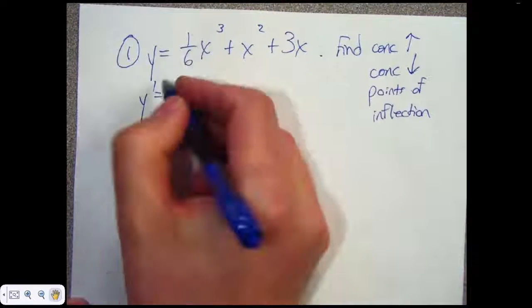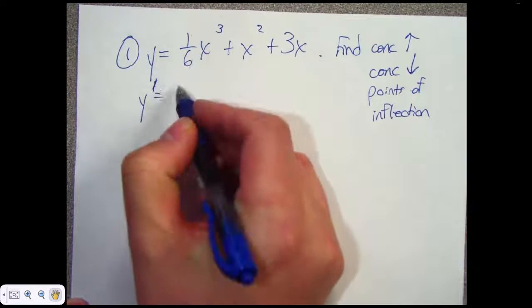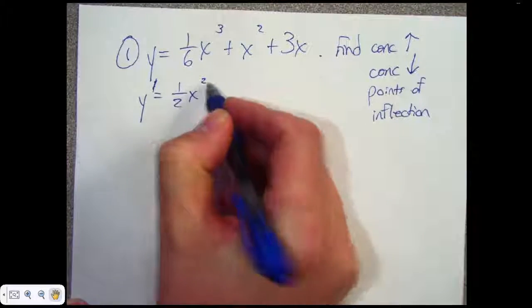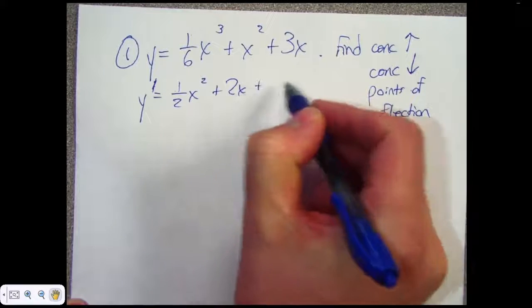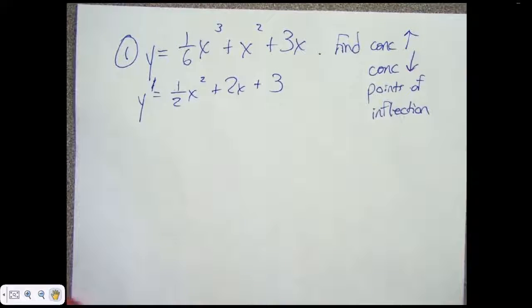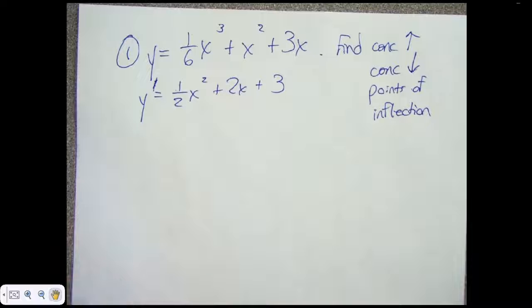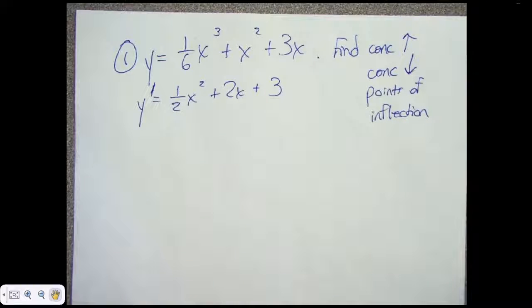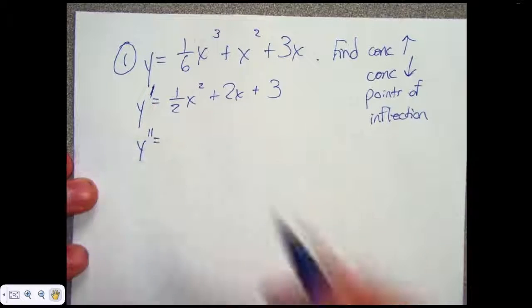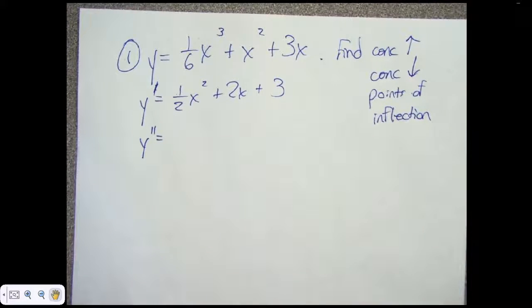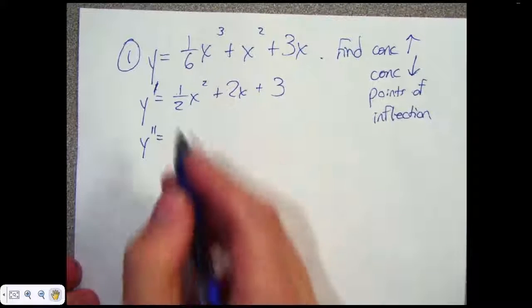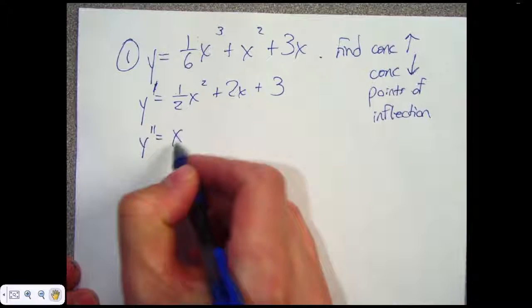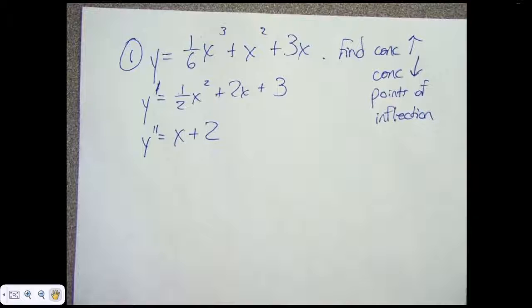So if I'm doing the first derivative, 3 times 1/6 will be 1/2 x squared plus 2x plus 3. And if I wanted increasing, decreasing, relative max, relative min, I would stop here, set that equal to 0, and work with that level. I'm not asking you about that in this one. I'm asking you about concavity, so we're going to go a level down to get to that information. So now my derivative would be x plus 2, the second derivative.